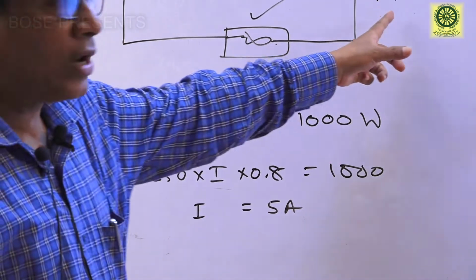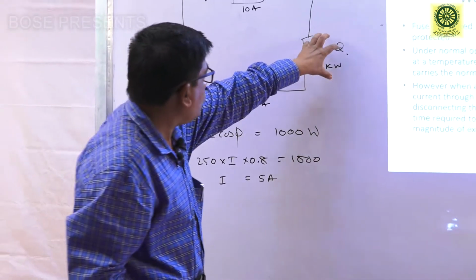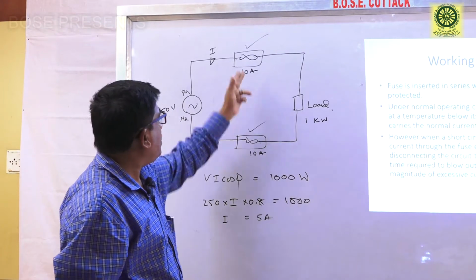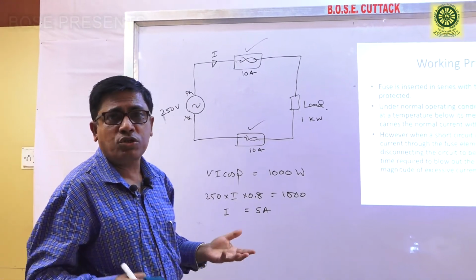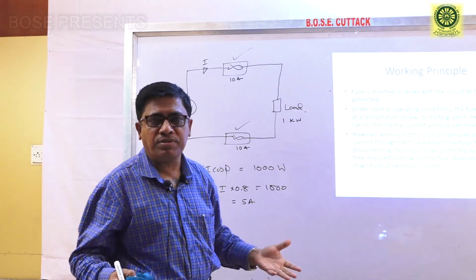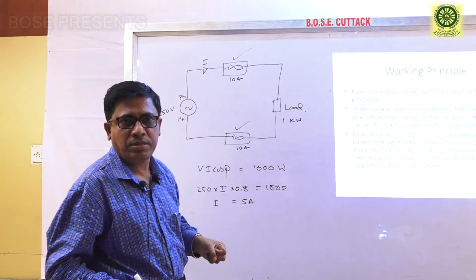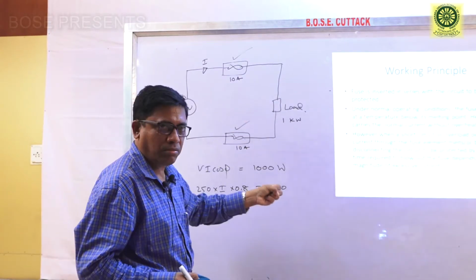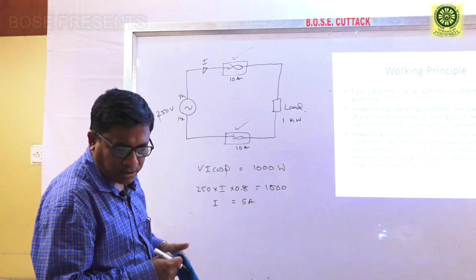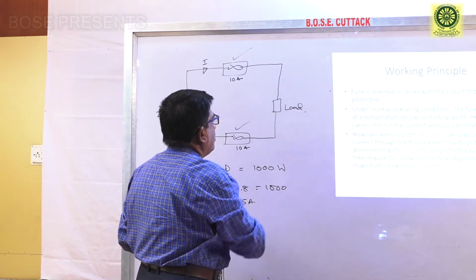So when the load is connected up to 1 kilowatt, what is the current flowing? The current flowing is 5 ampere. But the fuse connected is 10 ampere. So this load will continue without any interruption, without any problem. So this behaves as a protective device. It is giving protection. For example, I will increase the load. Let the load be 3 kilowatt.